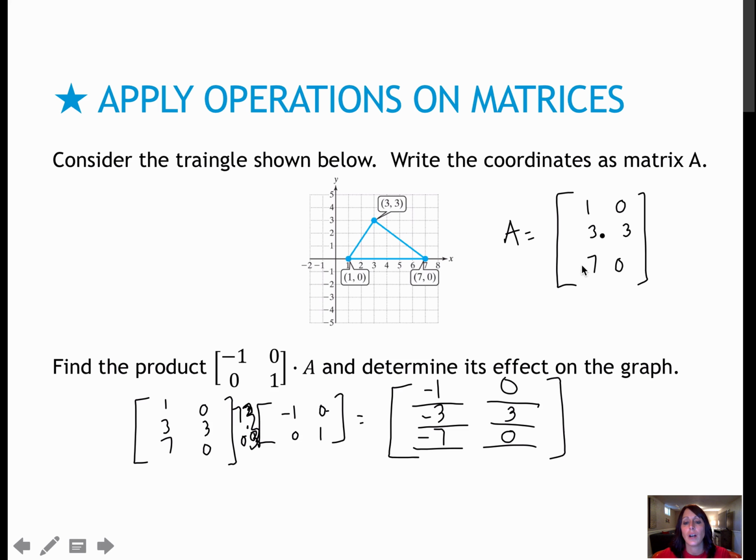So 1, 0 is now the point -1, 0. 3, 3 is now the point -3, 3. And 7, 0 is now the point -7, 0. So if I looked at my new triangle, it appears the effect on the graph is that it got reflected over the y-axis. So I took the triangle and I flipped it to the opposite side.